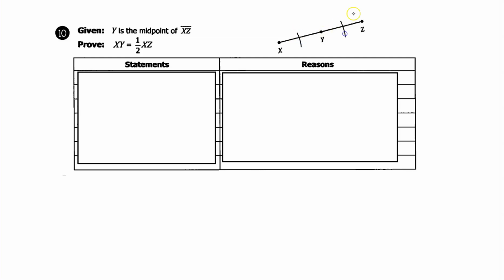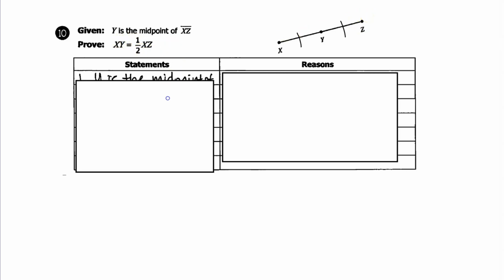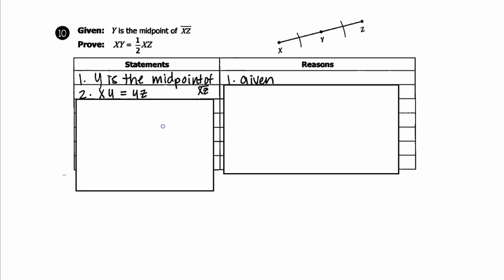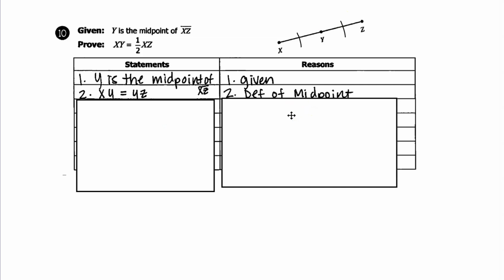So if Y is the midpoint, these two are congruent. And it wants you to prove that XY is equal to 1/2 of XZ. Right? So first thing we're always going to do is write our given down. All right, so next thing we know is that XY is equal to YZ. Why is that? Because that's the definition of a midpoint.